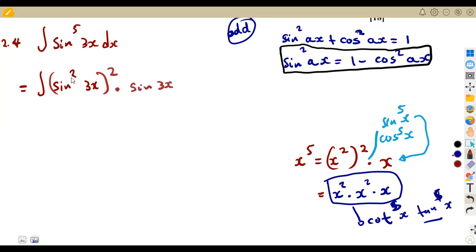We haven't changed anything because 2 times 2 is 4. Then 4 plus 1 on this exponent gives us what? It gives us a 5. So we haven't changed anything. But if it was a tan, it was going to be like this for a tan.